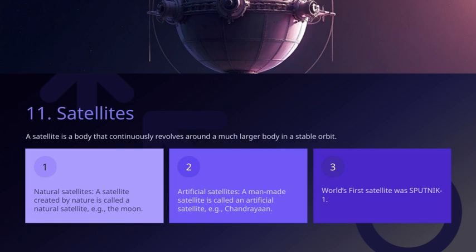On the other hand, we have natural satellites. These are celestial bodies created by nature, like the moon, which orbits the Earth. They are not man-made but are essential parts of our solar system. And at the core, a satellite is simply a body that continuously revolves around a much larger body in a stable orbit. Whether natural or artificial, satellites play a crucial role in connecting us to the universe and helping us gather vital information.